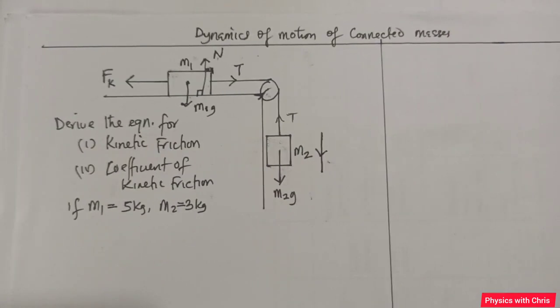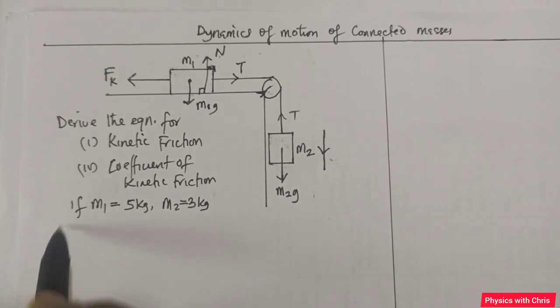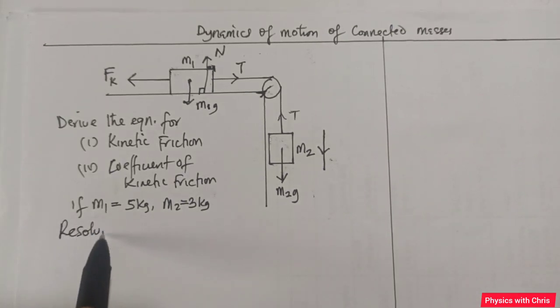Here we are to derive the equation for the kinetic frictional force, the coefficient of kinetic friction, given that block M1 is 5 kg and M2 is 3 kg. And with that, maybe we'll find a value for this frictional force. Now let's resolve the forces.